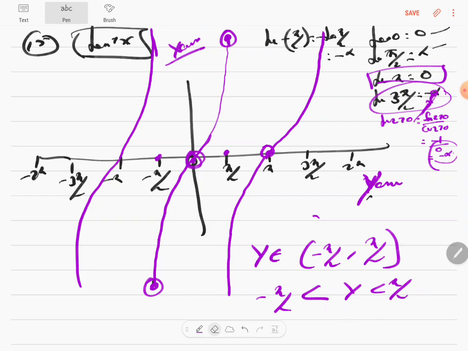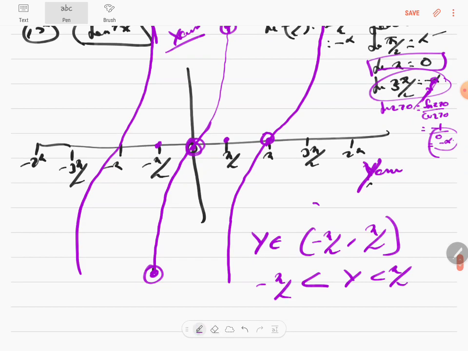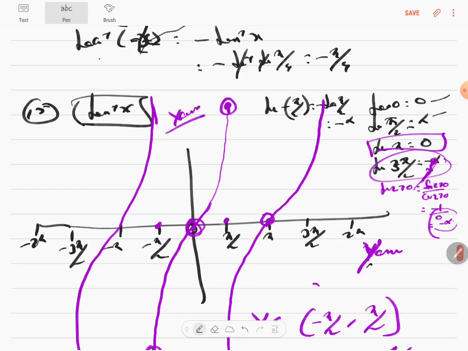This is how your tan inverse graph is drawn, and you have to turn around the paper so that x becomes y and y becomes x. And therefore, y ranges between minus pi by 2 to pi by 2, and your x, which is the domain, ranges between minus infinity and plus infinity, which means all real numbers. Therefore, x is an element of all real numbers. And this is how you do a tan inverse graph.